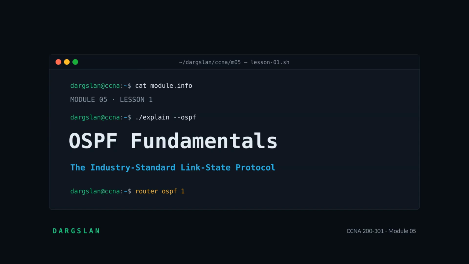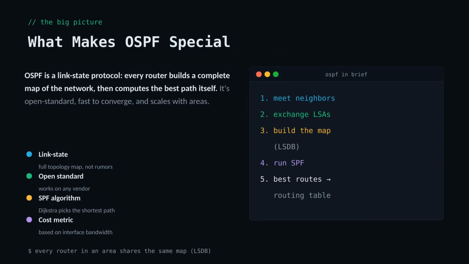Welcome to Module 5 of our CCNA journey, where we start building one of the most important routing protocols you'll encounter in the field. Over the next few lessons, we'll unpack OSPF, Open Shortest Path First, the industry standard link state protocol that runs in networks of every size. Think of this first lesson as setting the foundation: what OSPF is, why it exists, and how it thinks about the network around it. So, what actually makes OSPF special?